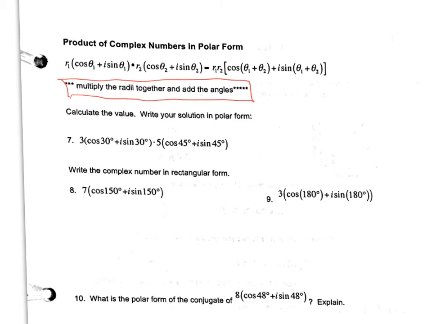So basically we have two complex numbers that are written in polar form. If you are multiplying, you multiply the whole numbers together, so we would get 15. Now you can't change the sine or the cosine, you leave that alone, so then we would have cosine, but add the angles, 30 plus 45, so the cosine of 75, plus i sine of 75. And that's it. That's how you multiply those two numbers together.